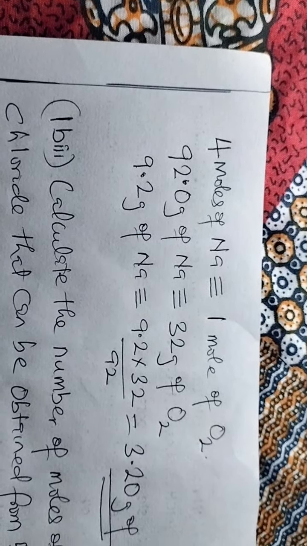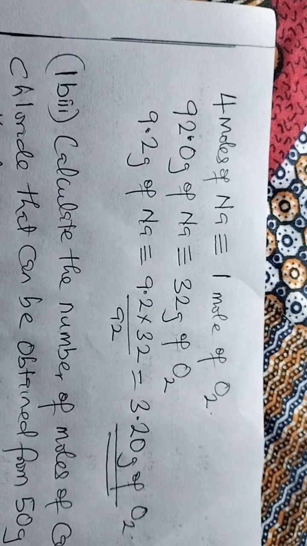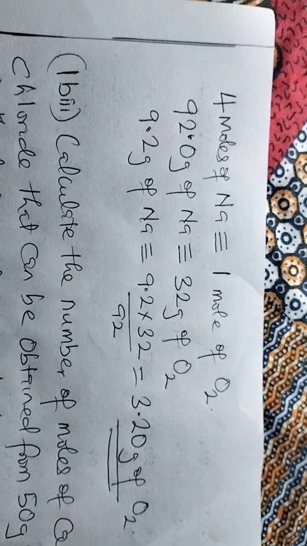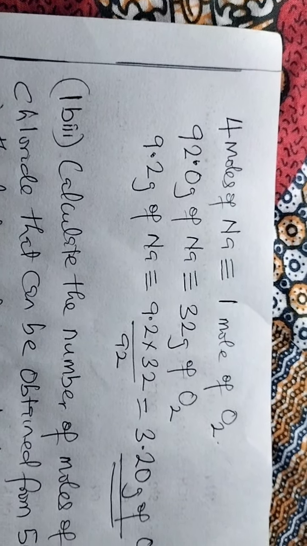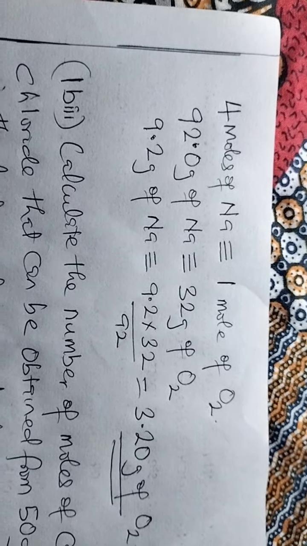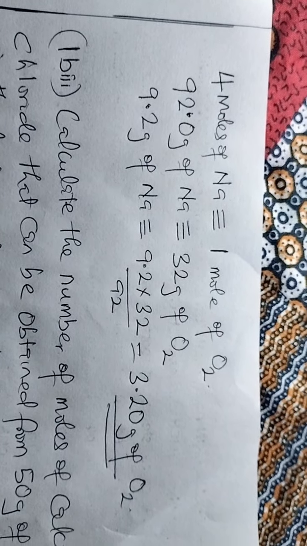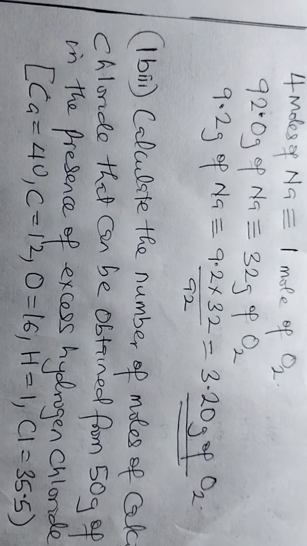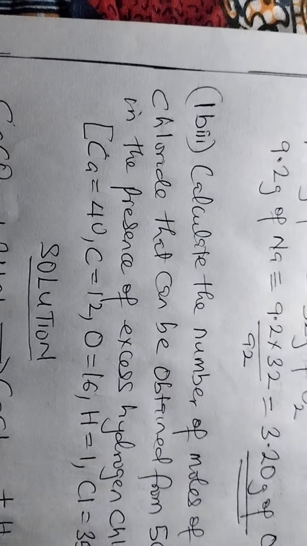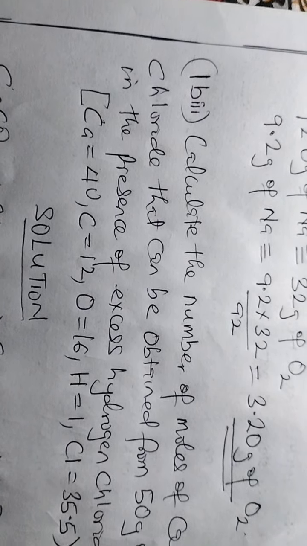So 92 grams of sodium is equivalent to 32 grams of oxygen, which is 1 molecule of oxygen. Then therefore 9.2 grams of sodium will now give us 9.2 times 32 over 92 to give us 3.20 grams of oxygen to 3 significant figures. Going to number 1B, triple I.